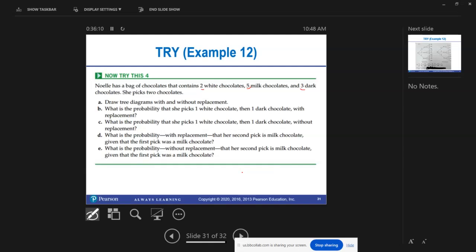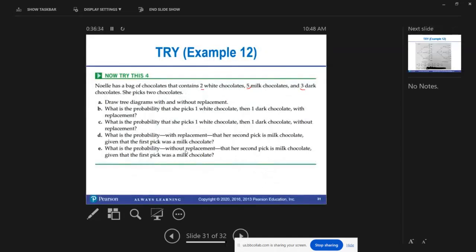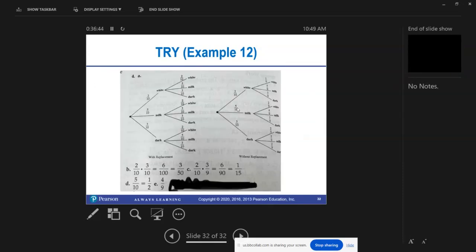And then for D, what's the probability with replacement that her second pick is milk chocolate, given the first pick was milk chocolate? We're doing with replacement. So if the first pick is milk chocolate, the second pick would be milk chocolate. That would be 5 out of 10, which reduces to 1/2. And then without replacement means I'm going to use that second tree diagram. Her second pick is milk chocolate, given the first is milk chocolate. So milk chocolate, that's going to be 4/9.